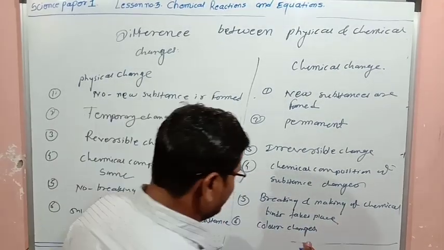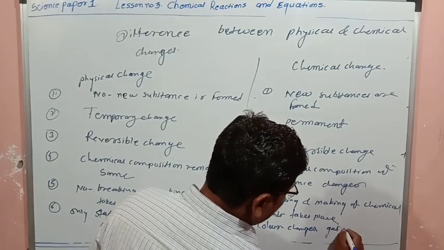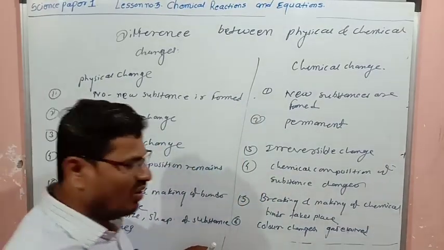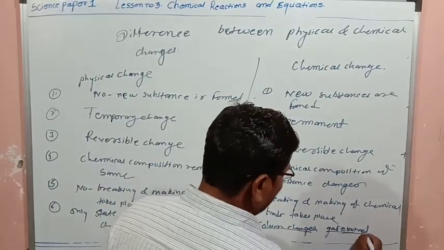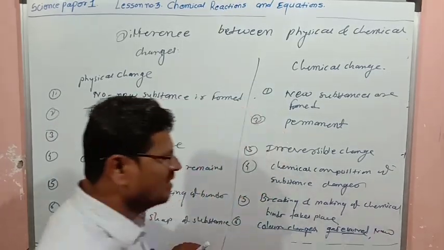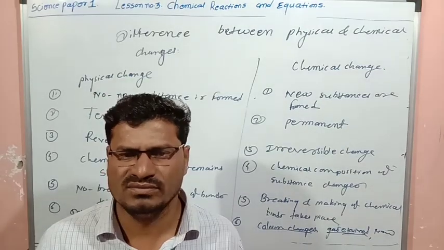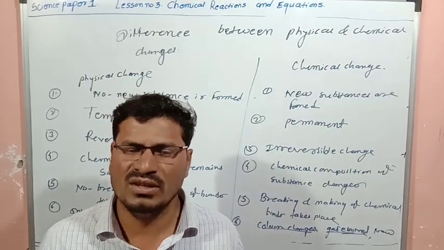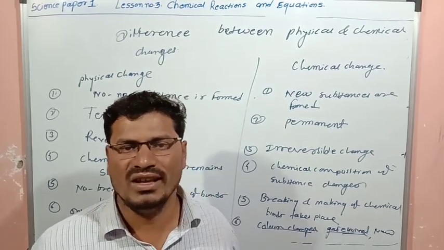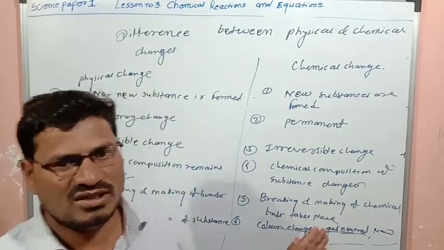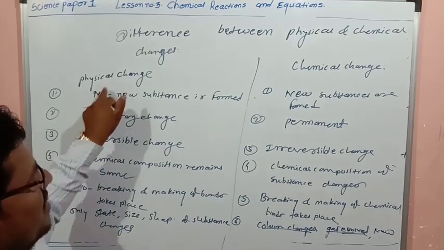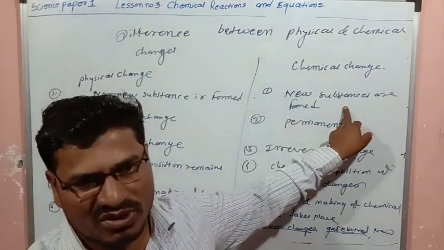You have seen, then the next one is gases evolve. Color changes, gases evolve, and new substances are formed. So in the chemical reaction, color changes, gases evolve, and temperature changes are also involved. Temperature will also increase. So these are the differences between chemical and physical change. One more time we'll see the difference. Physical change, no new substances formed. In the chemical change, new substances are formed.